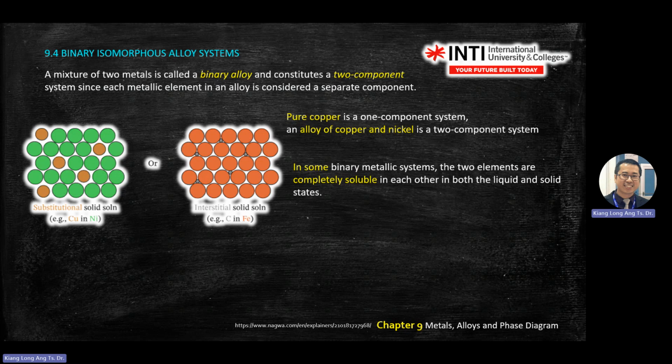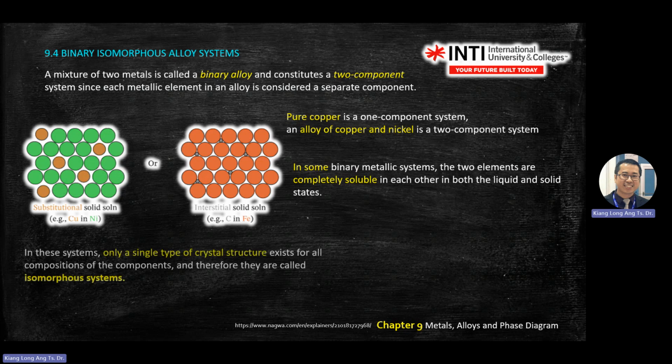It can happen by two types of method. You can either do substitution, where you substitute the host or solvent with the solute, or interstitial, where you fit atoms inside the spaces there. There are two ways you can form a binary system, either substitution or interstitial. All right. In this system, there is only a single type of crystal structure, and it is called an isomorphous system. Iso means one or similar or singular.